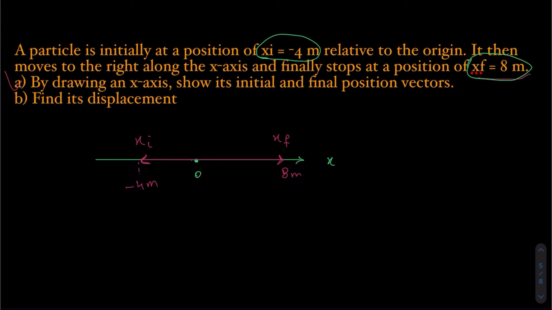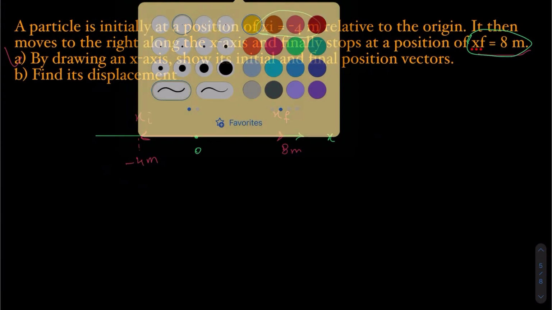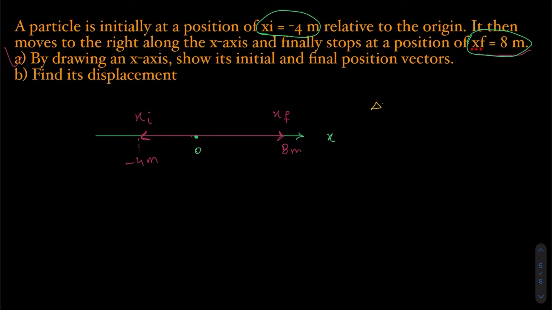Part B is asking, find its displacement. So we know that displacement means x final minus x initial. So let's say displacement, delta x, is equal to 8 meters minus, and we have here the minus 4, so it will be minus 4 meters. So then it will be equal to 12 meters.